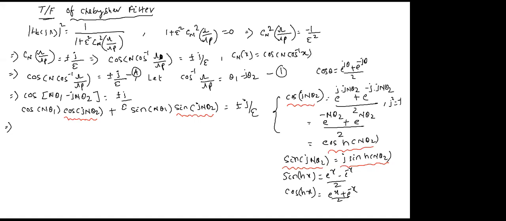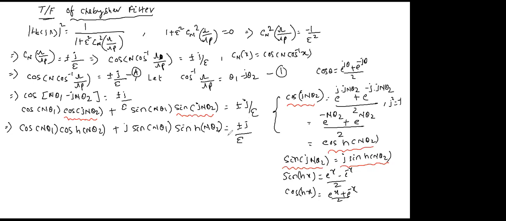Okay. Now, if you have any query, you can put it in the chat box. Now, what I will do, just replace it here. What will we get? Cos of n theta 1 cos hyperbolic n theta 2 plus j sin of n theta 1 sin hyperbolic n theta 2 equals plus or minus j by epsilon. Okay.